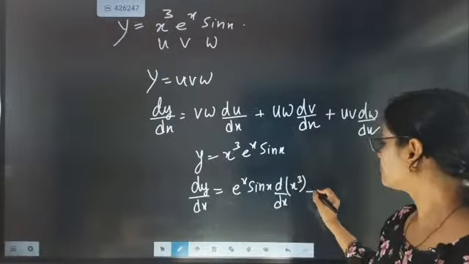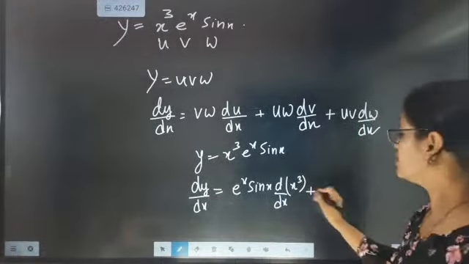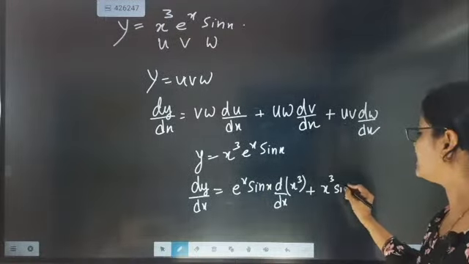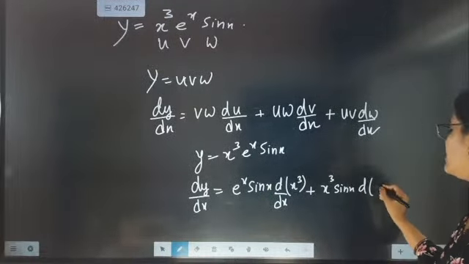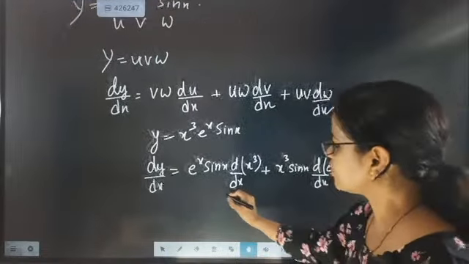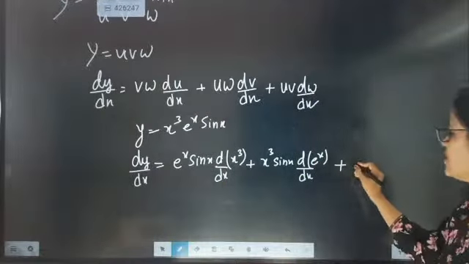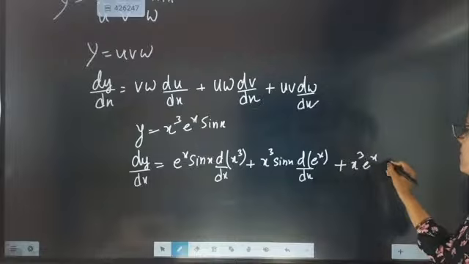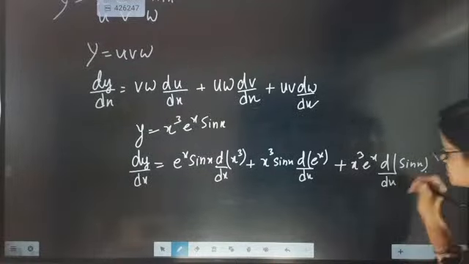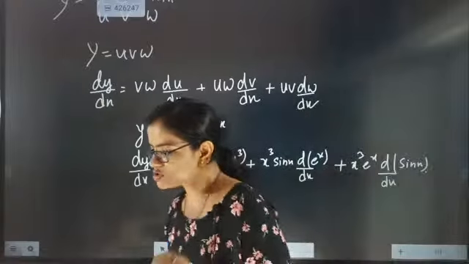Now we leave x cube this time because we have already used x cube. This time we leave sin x and take e to the power x with respect to x. Next time we leave x cube and e to the power x, and differentiate sin x with respect to x. That's it. This is the simplest thing.